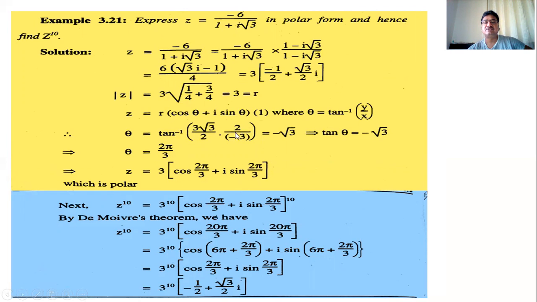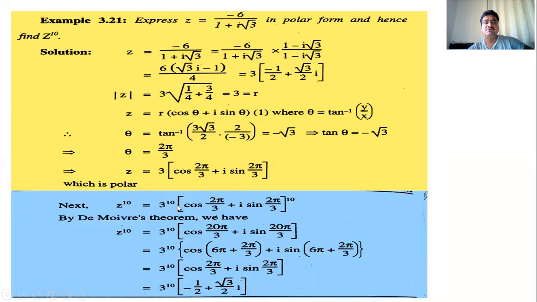Tan inverse y by x, by using the formula tan inverse of minus root 3 is 2 pi by 3, because tan 2 pi by 3 is minus root 3. Okay. So this is the polar form.